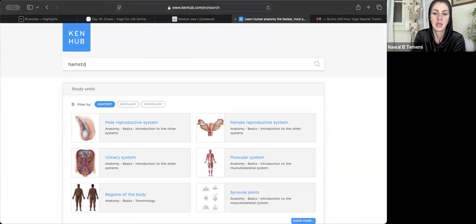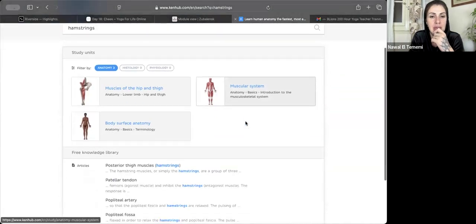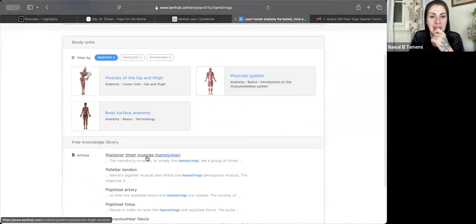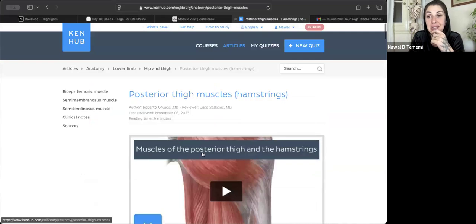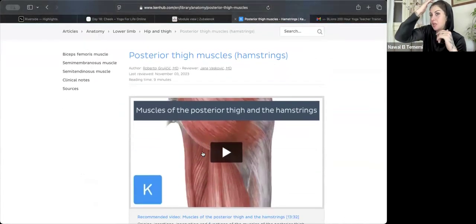Hamstring. Hamstrings is probably like the most casual. Posterior thigh muscles, the back. So from our little yin yoga diagram on page 61 is the little back partial quadrant.